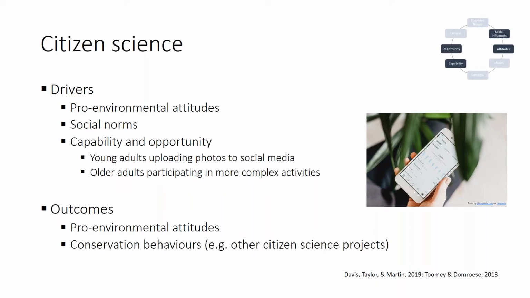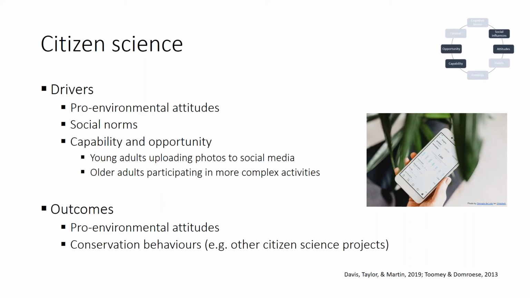And if we look at it from the sense of capability and opportunity, we know from some research that young adults are actually more likely to do citizen science that involves things like taking photos and uploading them to social media. Whereas older adults are more likely to do the more complex activities, which might be monitoring, taking samples, analysing samples, that kind of thing. And so if we can understand the different drivers of why different people participate in citizen science, we can tailor interventions to get different types of people more involved in these types of activities.